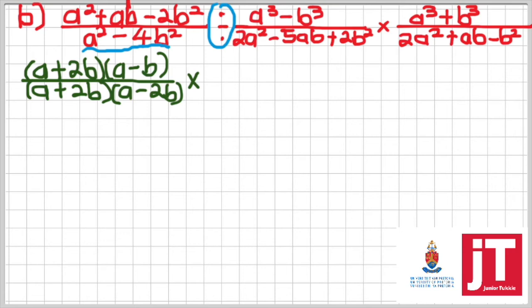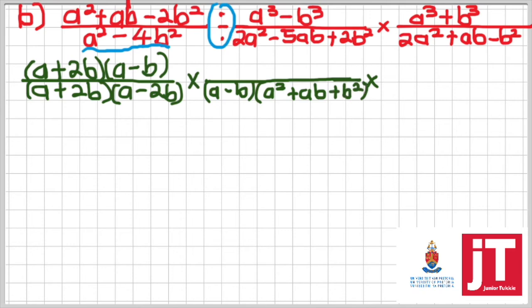So my denominator will be coming from factorization of that difference of two cubes in the numerator. So that will give us (a minus b) times (a squared plus ab plus b squared). And in the numerator, I'm going to get (2a minus b) and (a minus 2b).